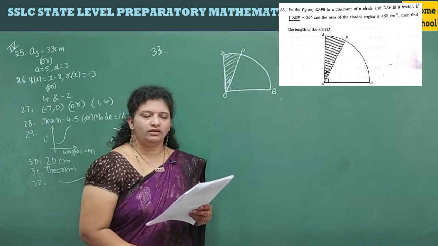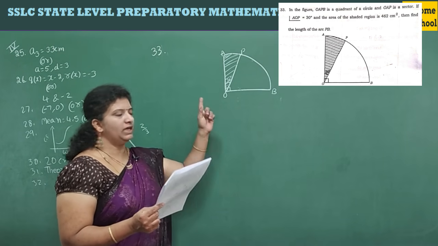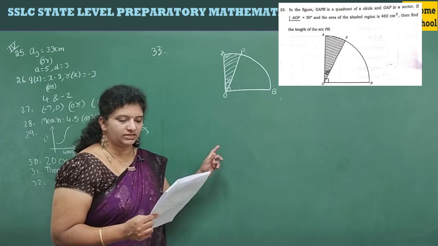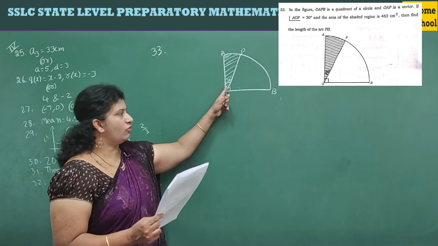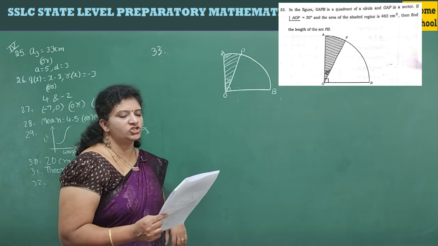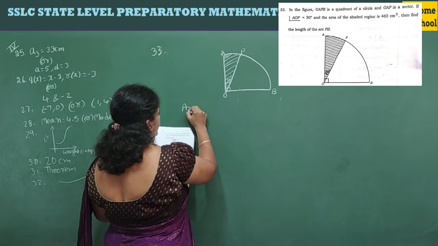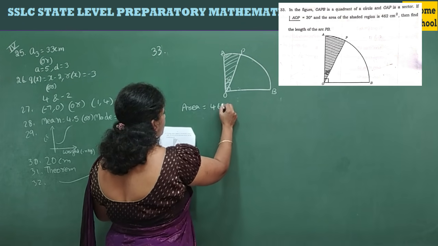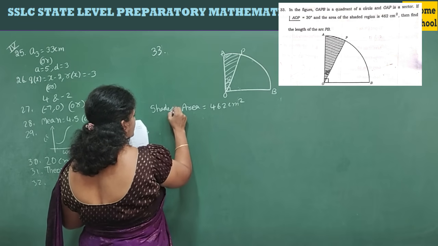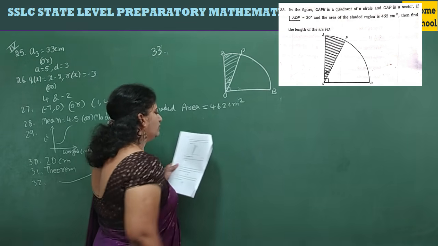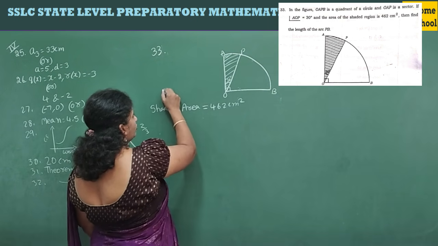Last problem in this, number 33. In the figure, you can see the figure over there. OAPB is a quadrant of a circle and OAP is a sector. If angle AOP is equal to 30 degrees and the area of the shaded region is given, what is that? Shaded region area is equal to 462 centimeters square. Shaded region area you can write, I am doing in short, right? Find the length of the arc PB. What we need to find? Length of the arc.